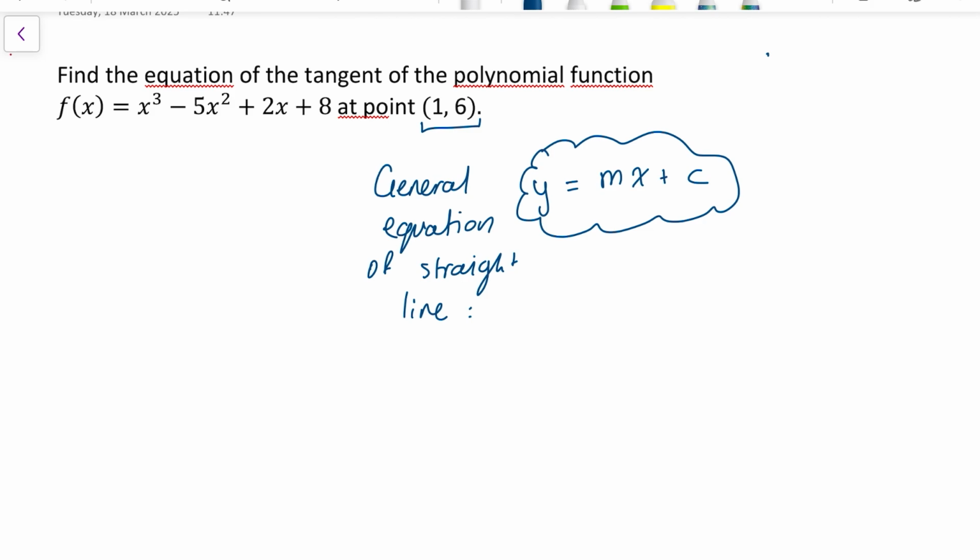And at that specific point, when x is equal to 1, the slope of the tangent is also the slope or the instantaneous rate of change of our polynomial function. And when I'm mentioning instantaneous rate of change, that means finding the derivative. The derivative gives us the gradient of the tangent at that specific point. So let's go and find the derivative of our function.